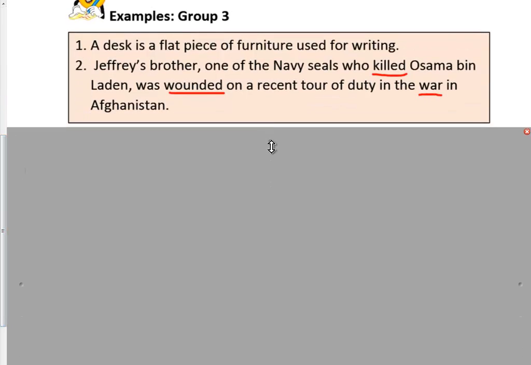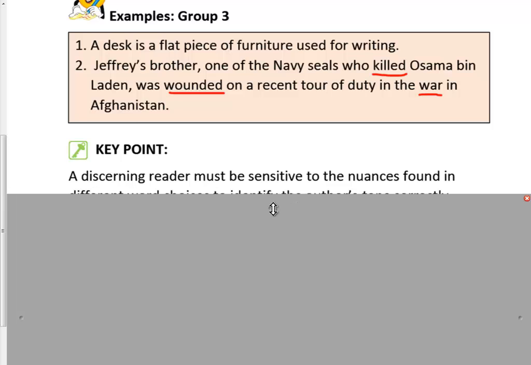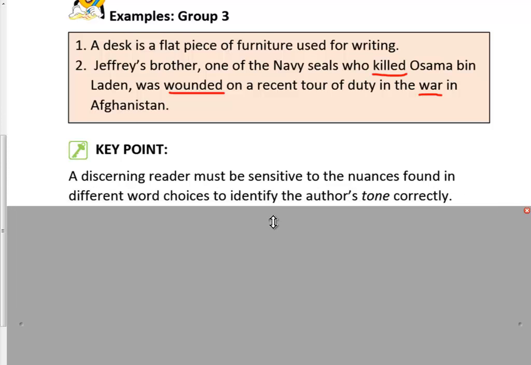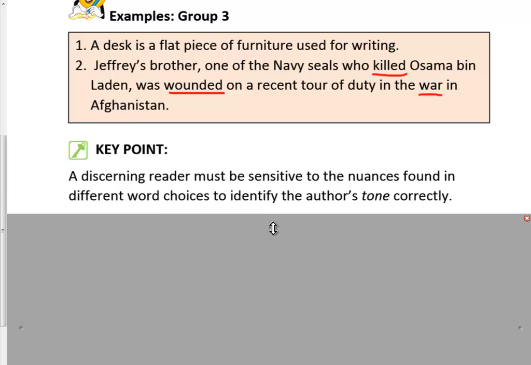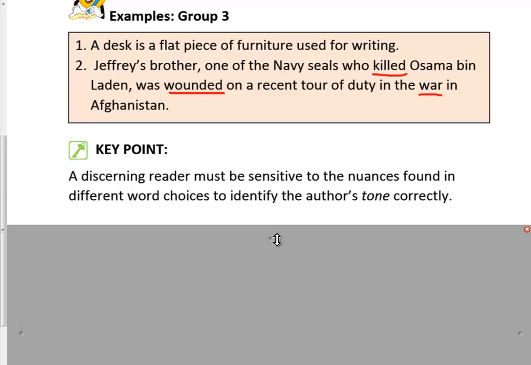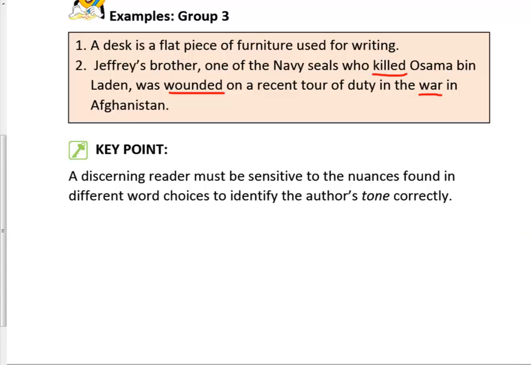Let's look at another key point. A discerning reader, that's a very good reader, must be sensitive to the nuances, and that means the slight differences found in different word choices to identify the author's tone correctly. Let's take a look at our next example.